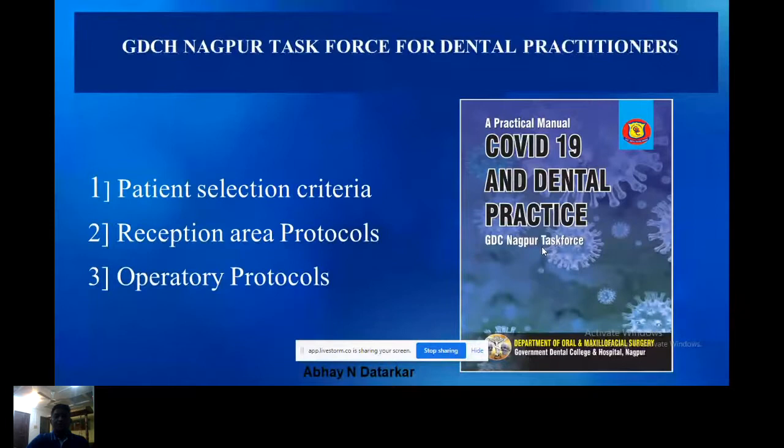And the three important things we have very specifically focused on in this manual are the patient selection criteria, which we are going to talk about in detail, the reception area protocols, and the operatory room protocols. These are the three very, very important things which we are going to talk about during the subsequent slides.